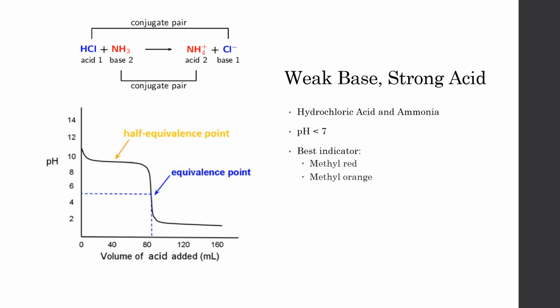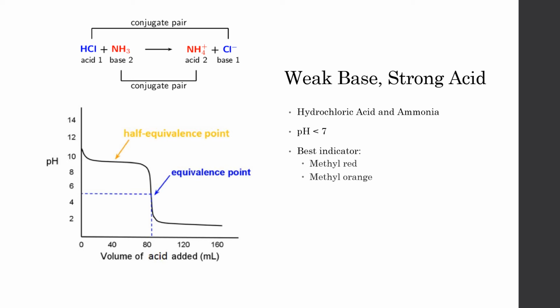The third type of titration curve I'm going to discuss is a weak base, strong acid curve. Similarly, every weak base has a strong conjugate acid. This curve is almost flipped from a strong base, weak acid titration curve. An example of this titration would be hydrochloric acid and ammonia. So the hydrochloric acid is the strong acid and the ammonia is the weak base. The conjugate base of HCl would be Cl-, and the conjugate acid of NH3 would be NH4+.